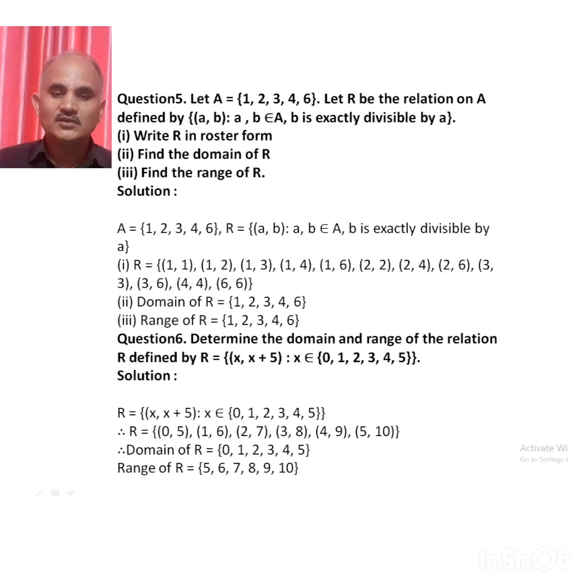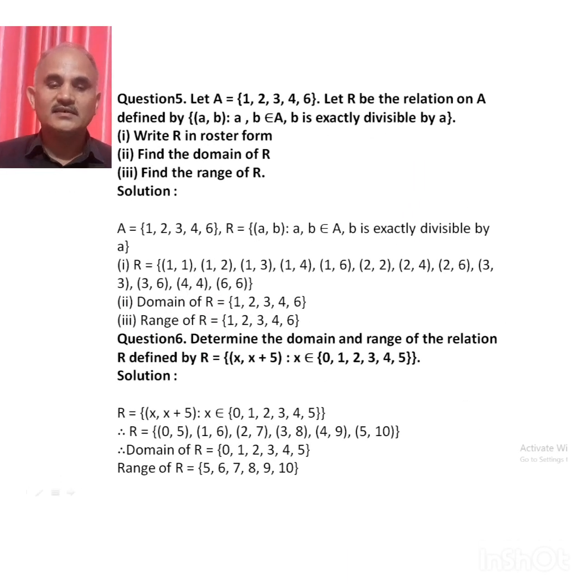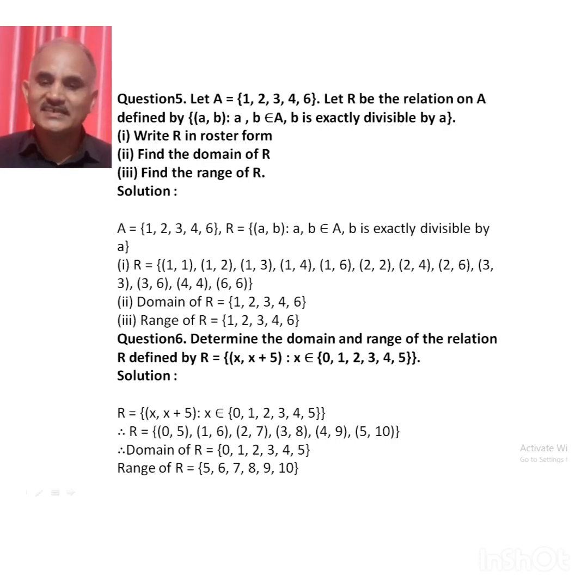Let A is equal to 1, 2, 3, 4 and 6, and develop the relation on the basis that (a, b) belongs to A, where b is exactly divisible by a. It means the second element of the ordered pair must be divisible by the first element of the ordered pair.